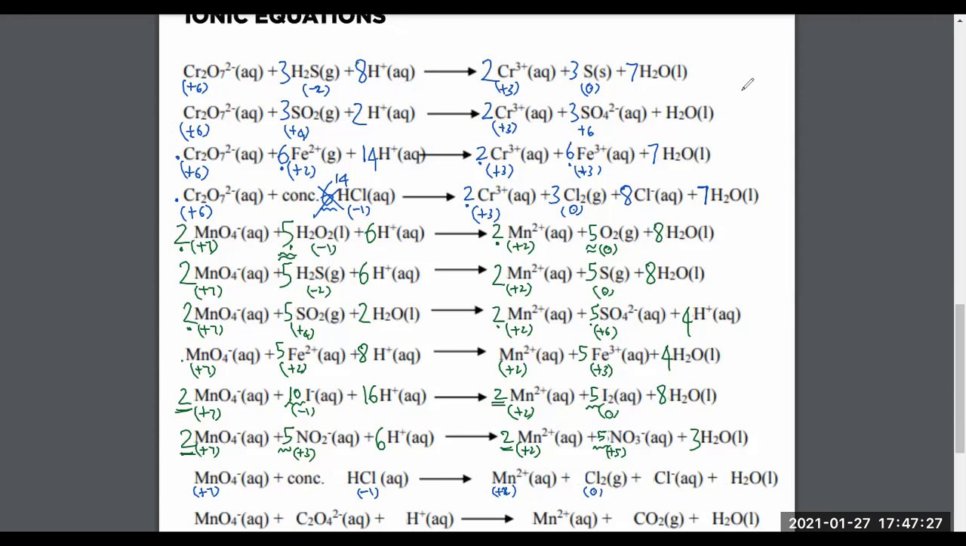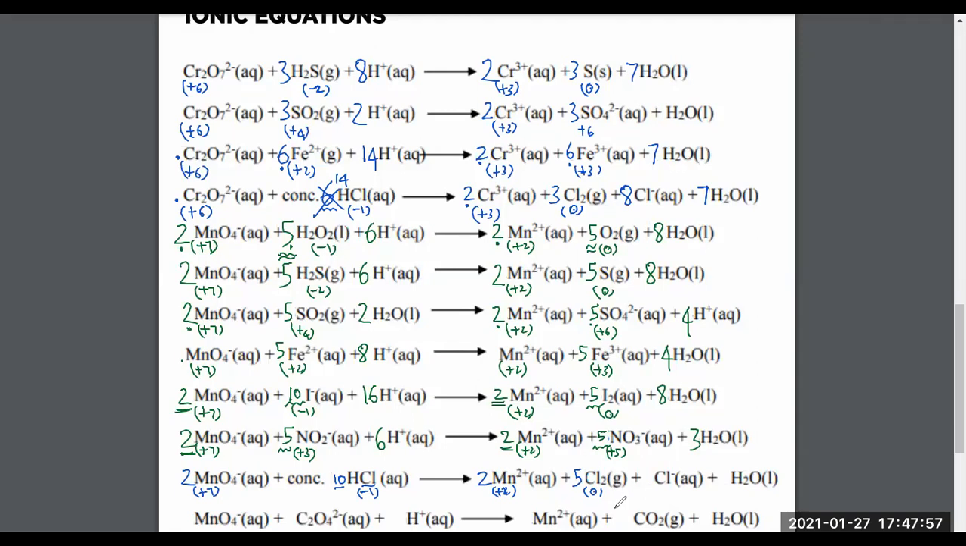How did 5 and 1 come? +7 to +2, difference is 5. -1 to 0, difference is 1. So 1 and 5. But with that 5, I can't balance the chlorine. That means Cl2. Therefore, I should make it 2 and 10. I'll put 10 small because we will have to get rid of that. 2 manganese, so I have to put a 2 here. 10 chlorine. With this 10 chlorine, I have to balance Cl2. That means 5. All right, good.